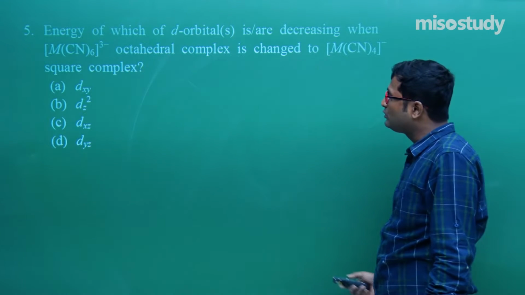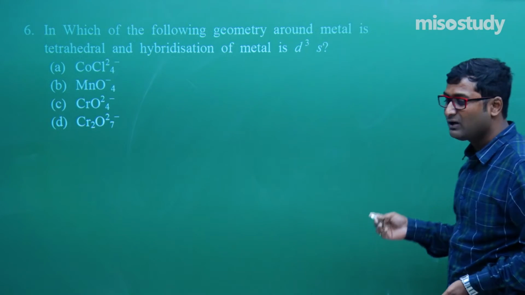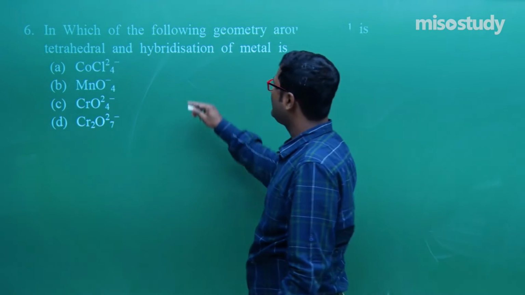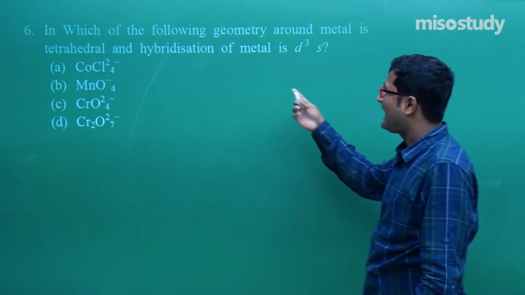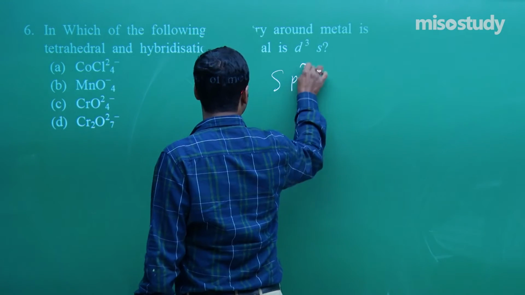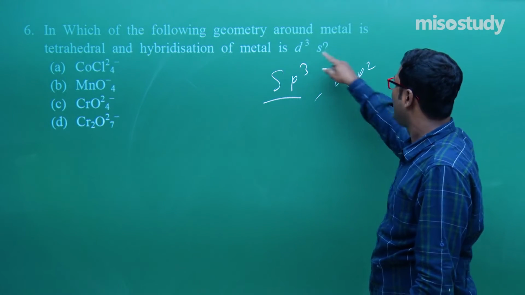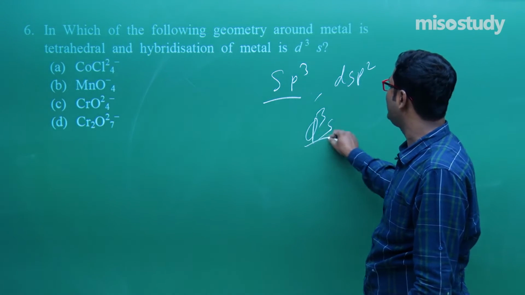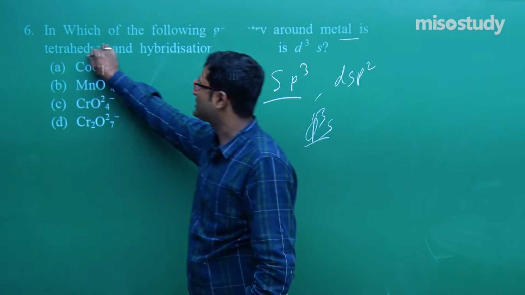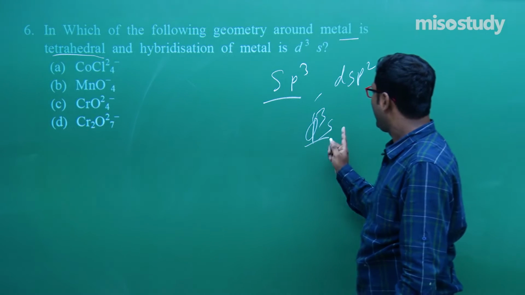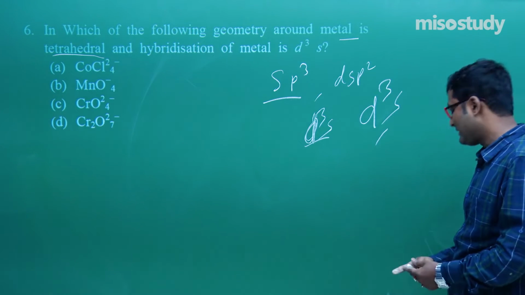Now let's move to the next section. Look, this is one of the best questions. Here we have to use a few things. As we know, we are slightly confused. As we know, in tetrahedral the hybridization is either sp3, or for a square planar complex dsp2. But here the hybridization is d3s. Though the structure is tetrahedral, the hybridization is d3s. What is the reason behind it?